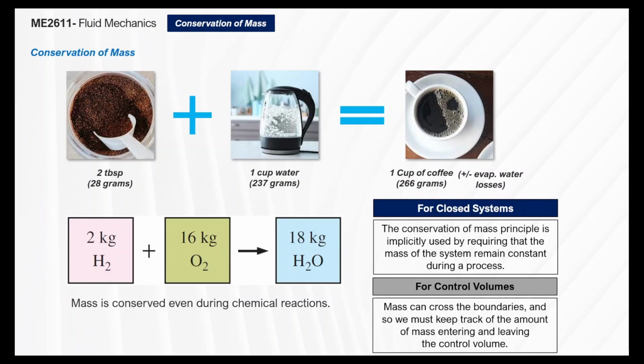Now, for control volume, mass can cross the boundaries. And so here we keep track of the amount of mass entering and then leaving. And the same way with mass, we want to know what's the state if the inlet is a lot smaller or the outlet is a lot bigger, and vice versa. What will be its velocity at the inlet? What would be its velocity at the outlet? Is there a change in properties in between? So that's what we're looking for here.